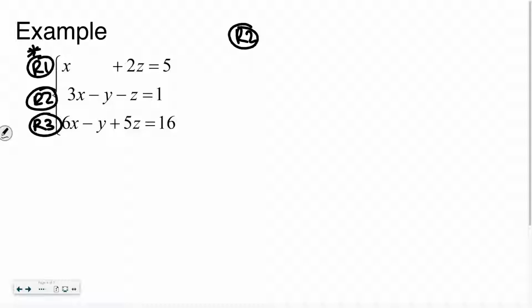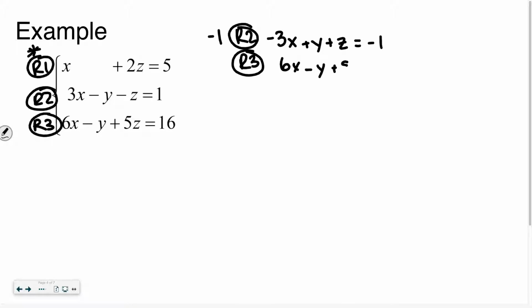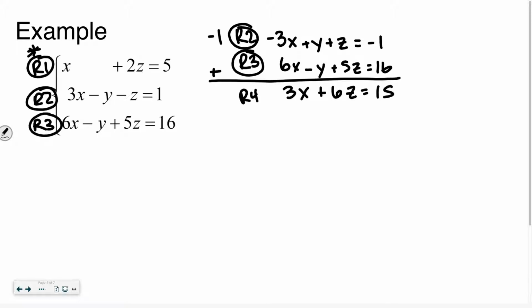What will I have to do to one of those rows? Multiply by -1. It doesn't matter which one you choose, so I'm just going to do it to row 2. And stack and add my equation. So I get 3x plus 6z equals 15. I'm going to call that row 4. So now I can use row 4 and row 1 as my 2-variable system.